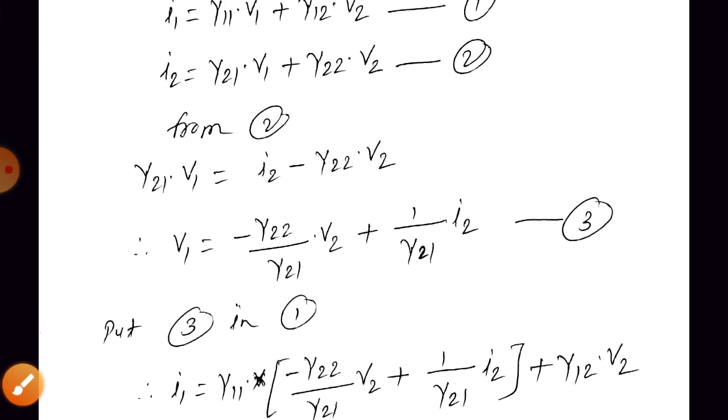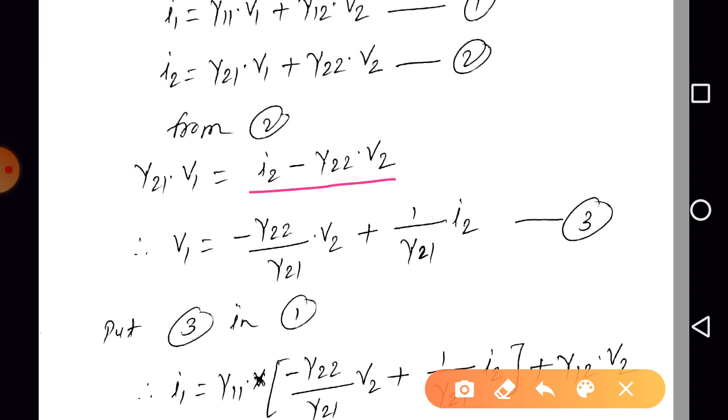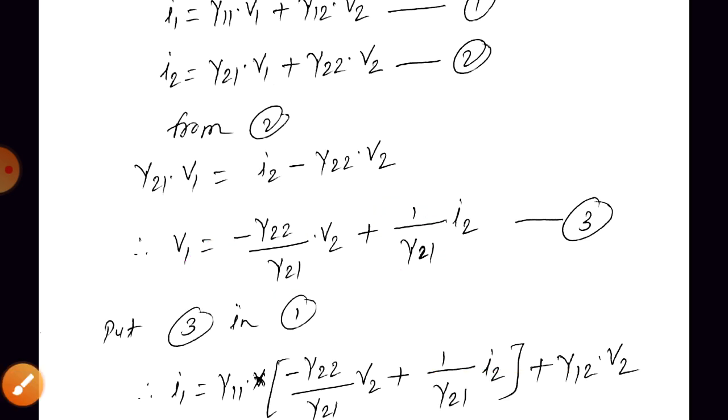So from equation 2 we can write y21 v1 is equal to i2 minus y22 v2. So v1 is equal to, simply we can write it like this. So v1 is equal to A v2, so A is equal to minus y22 by y21, and B is equal to 1 upon y21. Are you getting the point, right?